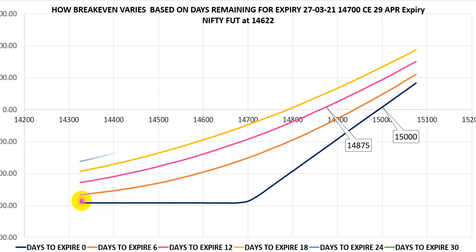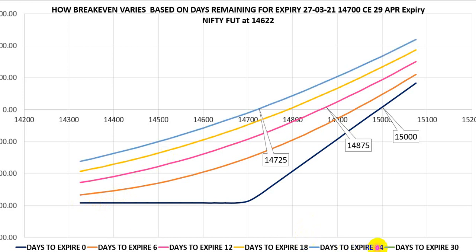Now what happens 3 weeks before expiry? See, now 24, that is 4 weeks. 14,725 is the break even. So what books say: 14,700 plus 300, 15,000. Break even is strike plus premium. This is only in books. Practically, if you see, this will not be applicable at all. So break evens are dynamic. They change every day. So whenever you take options, try to understand all these things and trade based on the reality, the real break evens. Okay.